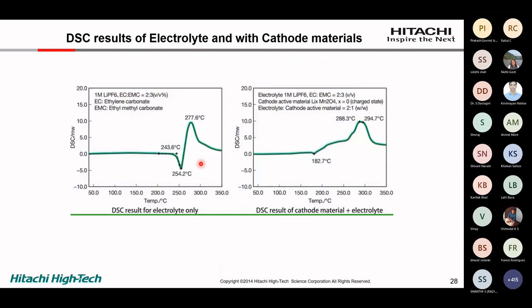The next application is shown here, again related to battery material. Now in a battery, you have the electrodes and you have the electrolytes. Look here at the left hand side. This is only the DSC result of the electrolyte. On the right hand side, a cathode material along with the electrolyte is being used. If you look here, when the cathode material comes in contact with the electrolyte, the type of reaction occurring is a strong exothermic reaction. You can see over here, an exothermic reaction is occurring.